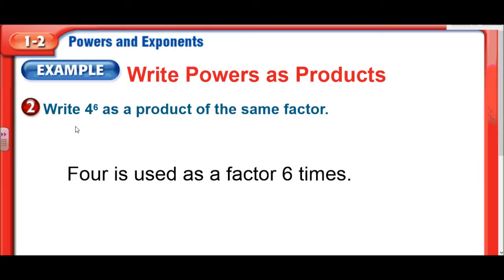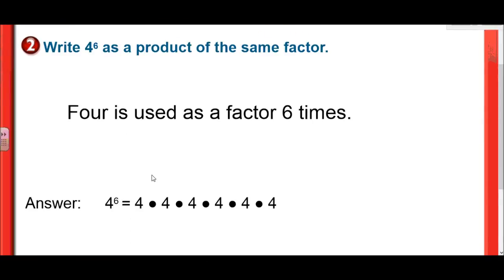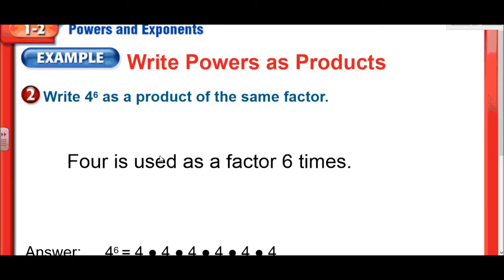Here, another example similar to the other one. Write 4 to the 6th as a product of the same factor. Get used to this little statement right here, product of the same factor. That gets used on quizzes and tests, so get used to hearing that little phrase and knowing what it means. So that means, of course, 4, as it says here, is used as a factor 6 times. So that would be 4 times 4 times 4 times 4 times 4 times 4. 6 4s.